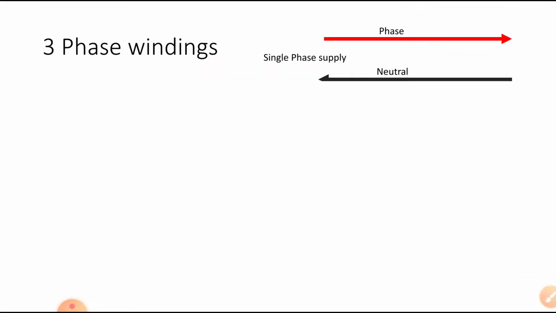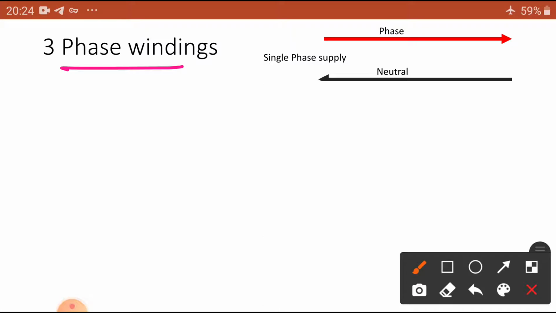Now here, the three phase system. You are going to remember one thing. In three phase windings, before that, let us assume a single phase winding. In single phase, this is the phase and this is the neutral. Phase and neutral, 2 will come. So there is no problem here.